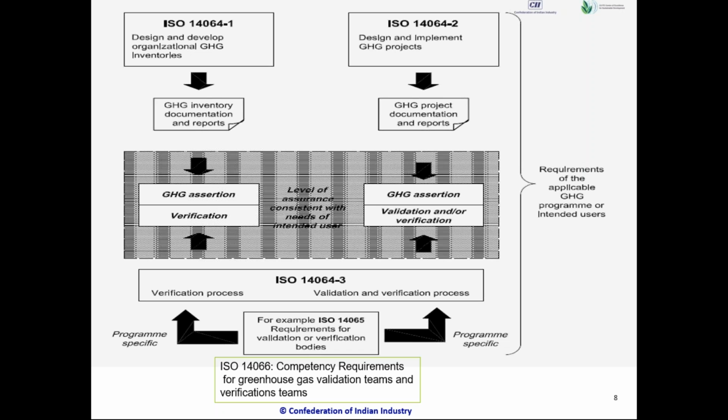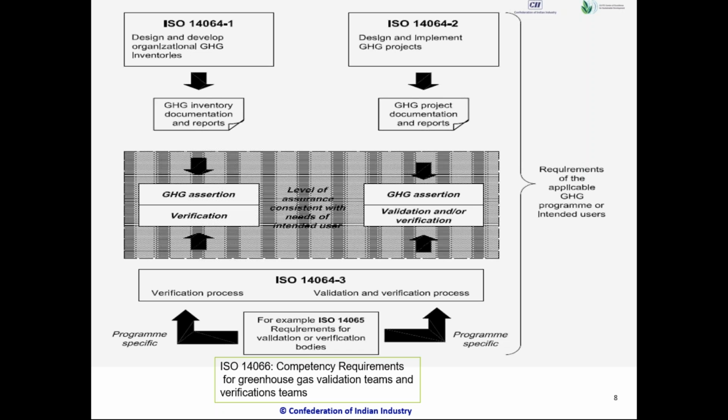And then on the right side, you will see ISO 14064 part 2. This part 2 gives requirements for designing and implementing GHG emission reduction projects. That is, if a company puts up a solar plant, a rooftop solar, by which they reduce GHG emissions, how to calculate emission reductions happening because of the solar plant. Those requirements are given in ISO 14064 part 2.